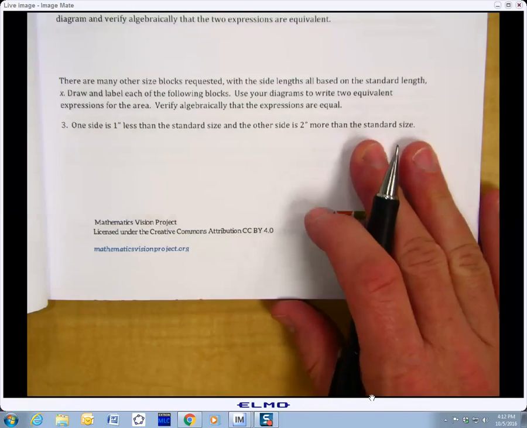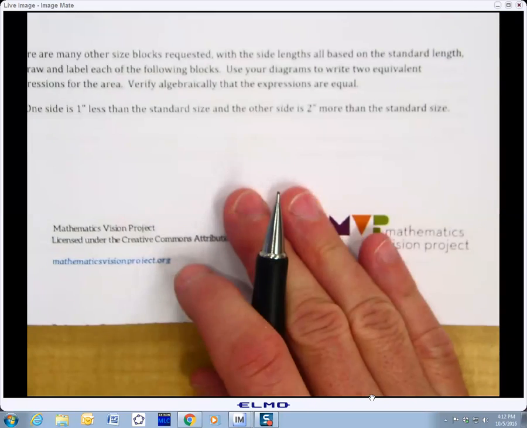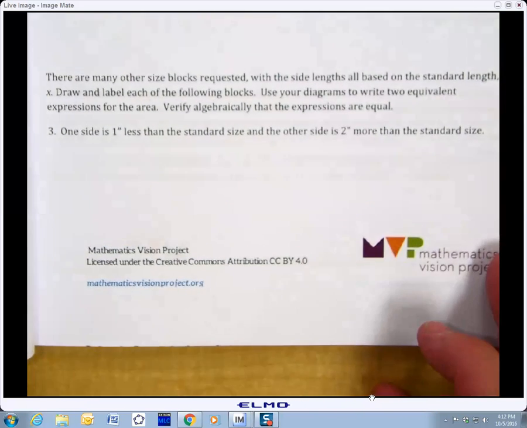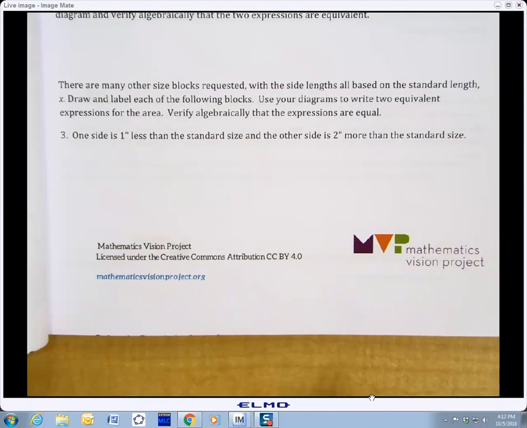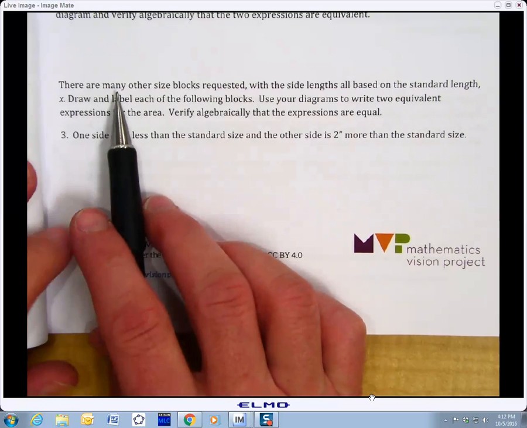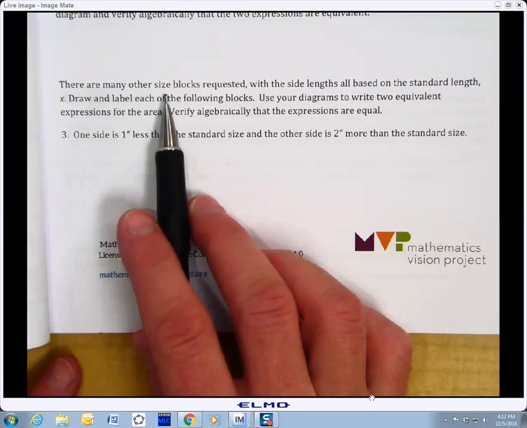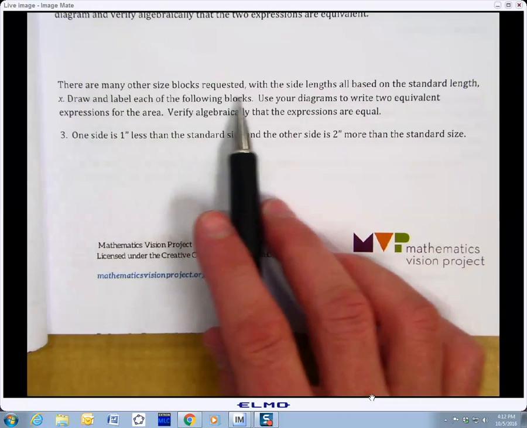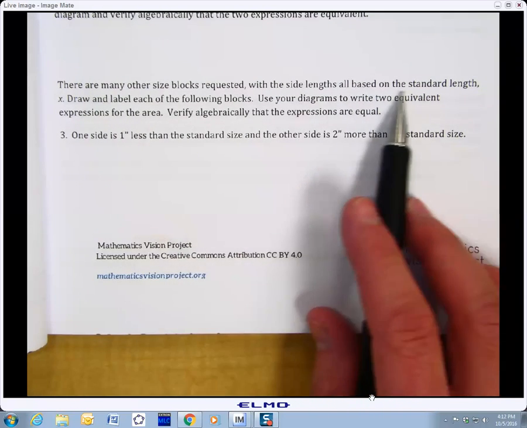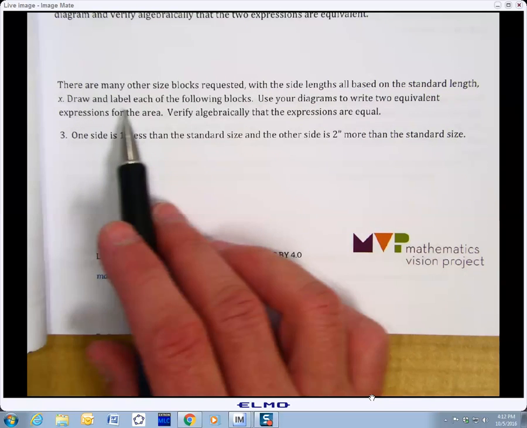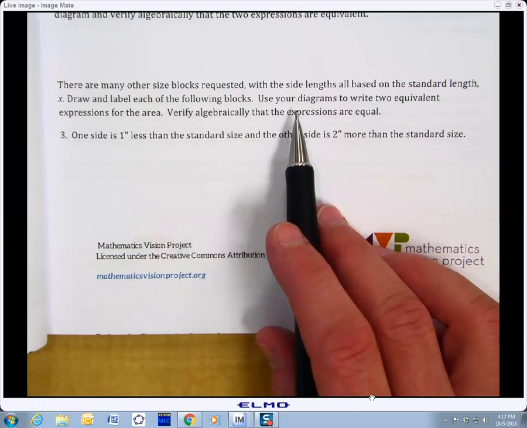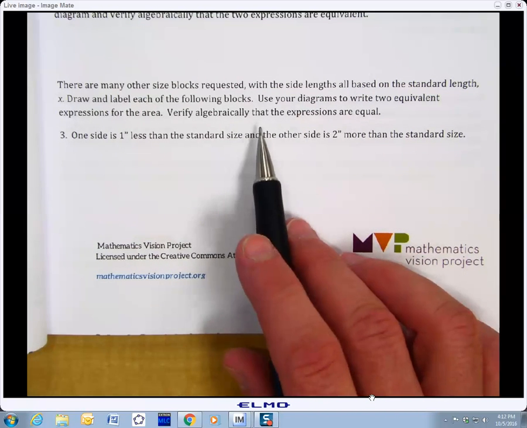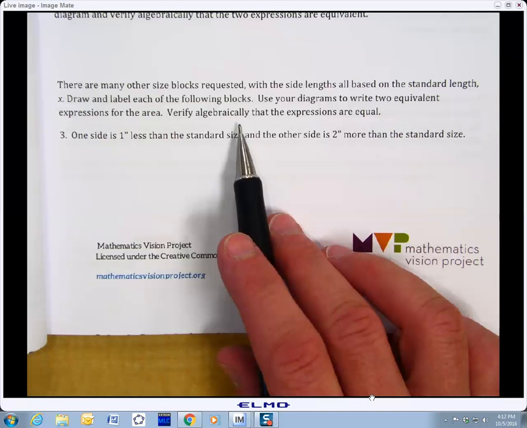I can't remember how tough this one was. Let me get that just right so you can read it well. And like we said before, if you'd like to grab your own book, you can do that. At a certain point, you'll need one anyways. So here we go. There are many other size blocks requested, with the side lengths all based on the standard length, x. Draw and label each of the following blocks. Use your diagrams to write 2 equivalent expressions for the area. Verify algebraically that the expressions are equal.